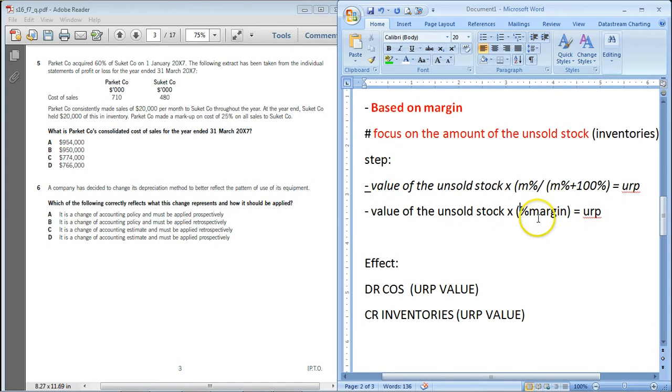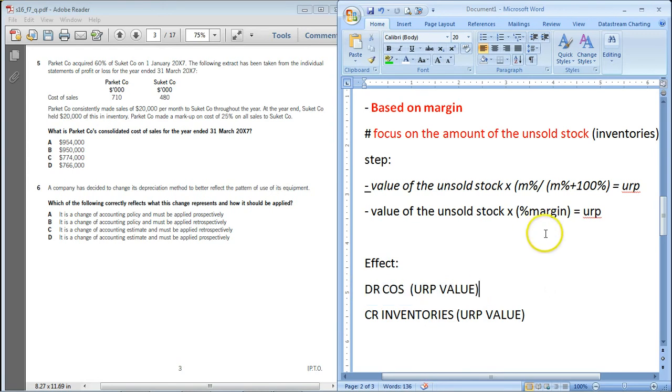When you get your URP, you have to debit cost, because unrealized profit you have to eliminate. When you eliminate the profit, it means that you will increase the cost as well. When you debit COS, you increase the cost of sales, which reduces the profit. Alright, and you have to credit the inventories. This affects your SOFP, the statement of financial position. This affects your SOPL, the profit and loss statement.